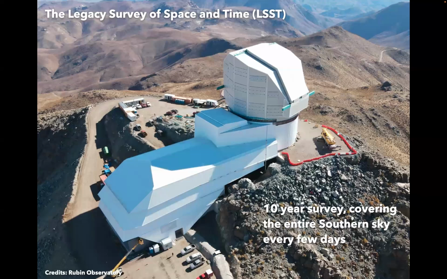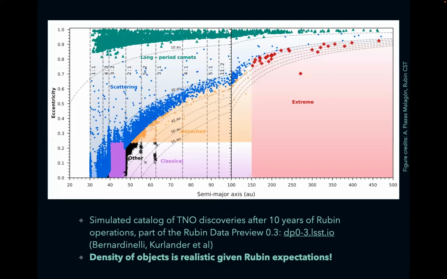I'll skip this slide, and I'll talk about LSST because I'm running out of time. I think everyone here has heard of LSST and is excited for it. What does it mean for the solar system? This is a figure coming from the LSST data preview 0.3 that we produced at UW. And the key idea that I should take from this figure is that the density of objects is realistic. I think we have something like 20,000 TNOs in there, simulated over 10 years. So things will get very exciting very soon.